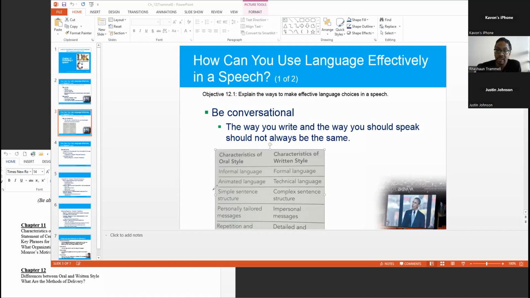So you want to make sure that it's easy to understand. Oral style has personally tailored messages. And yes, you can write a letter to somebody that is specifically for somebody, but delivering a speech and writing a letter to one person is a bit different. Also, because you're doing it orally and talking to people in front of you, you can adjust things based off the feedback that they give you, those interactions.